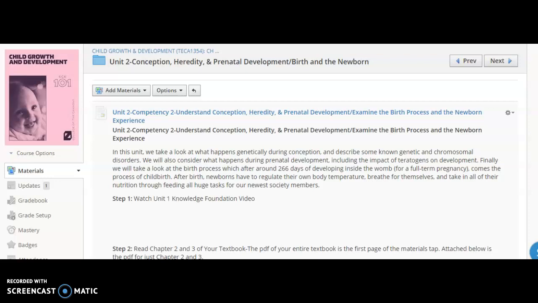And so in Unit 2, you have Competency 2, which is to understand, and it's really a two-piece competency. The first is to understand conception, hereditary, and prenatal development. And the second piece of Competency 2 is to examine the birth process and the newborn experience.